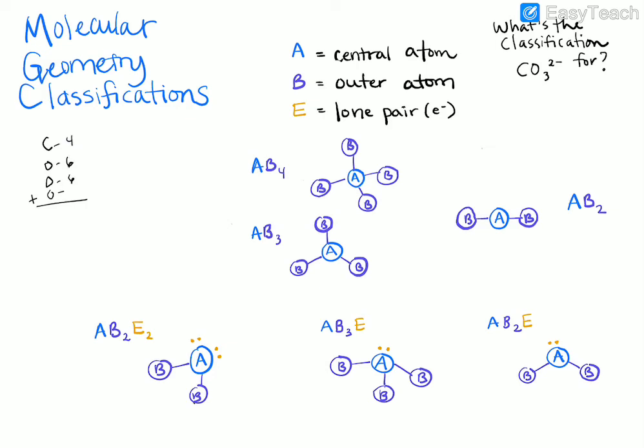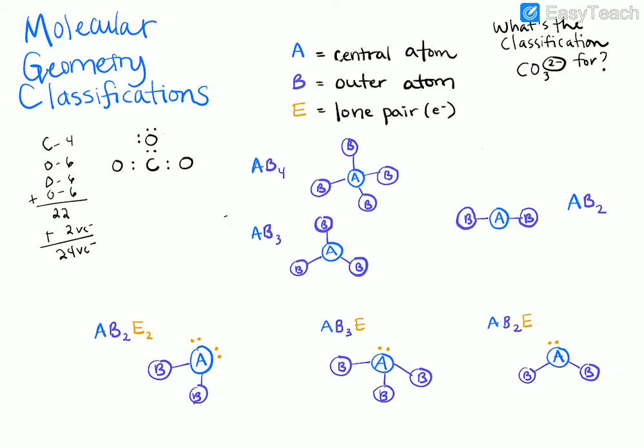4 for carbon, 6 for the oxygens. That's going to be 22 plus the additional 2 valence electrons, right? Because there's a charge there on the polyatomic ion. So that's 24 valence electrons total. All right, so carbon's going to be your central atom. I'm going to take my oxygens and put them on the outside. I'm going to now link my outer atoms up to my central atom. Once I do that, I want to make my outer atoms stable.